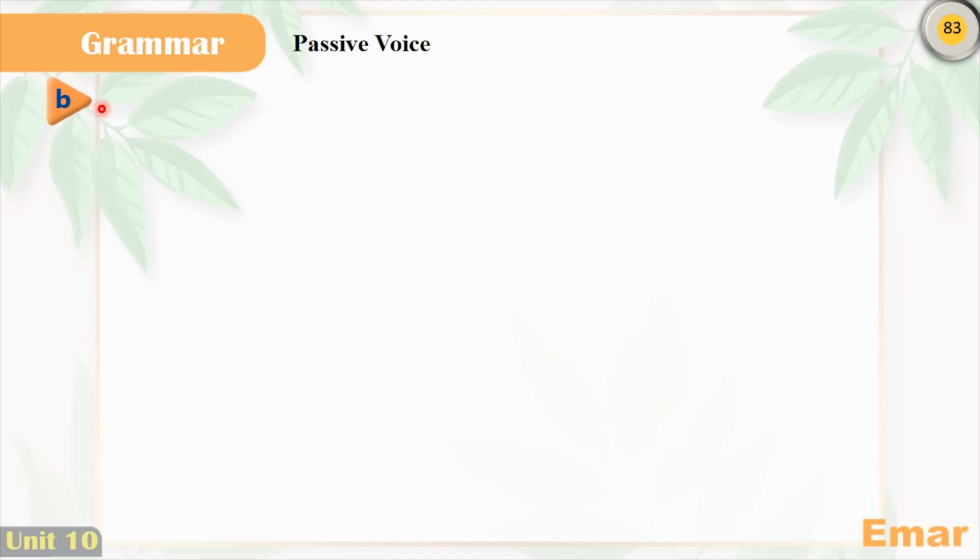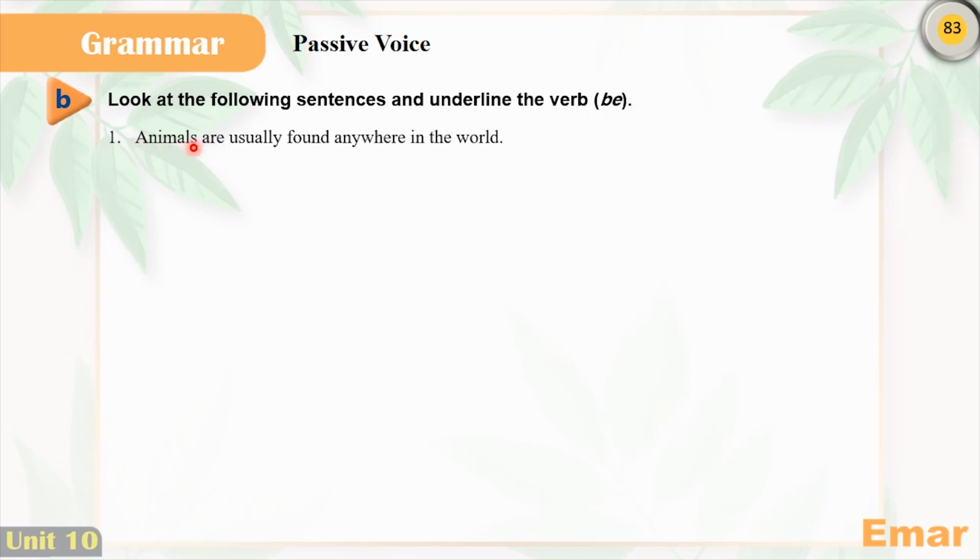Number B. Look at the following sentences and underline the verb be. Remember, be is a very important part in the passive voice formation. Number 1. Animals are usually found anywhere in the world. I think you know the answer. Where's be? Yes, animals is a plural noun, so we need be in the plural. It's are. Number 2. Nowadays, some kinds of animals are being kept at homes as pets. The verb be here is are being. Present continuous, ing.